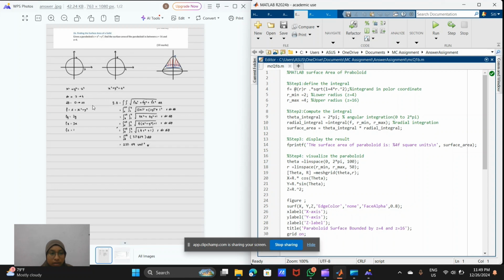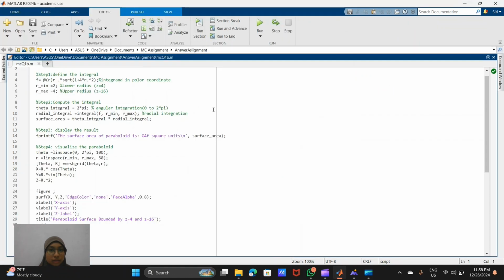So f equal to z and z equal to x square plus y square. In the differentiation, for fy we get 2y, fx equal to 2x and fz equal to 1. So we substitute these values into the surface area formula. So after we substitute, for the double integral surface area, square root of fx square plus fy square plus fz square, dA is the surface area. So we need to define and substitute, and we get 237.69 unit square, to prove the answer in the manual calculation.